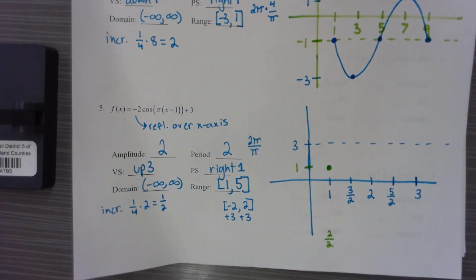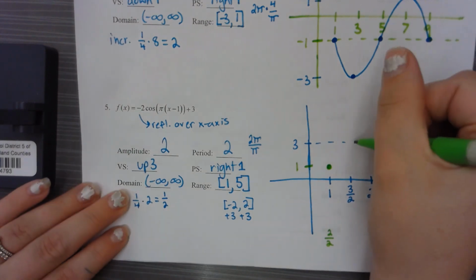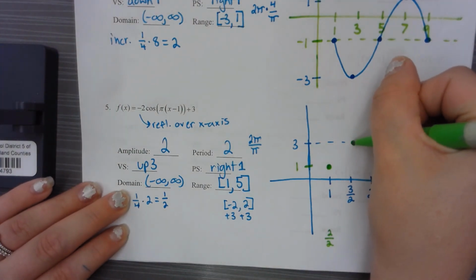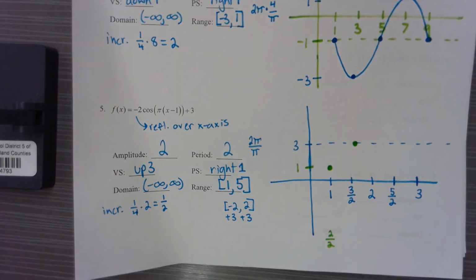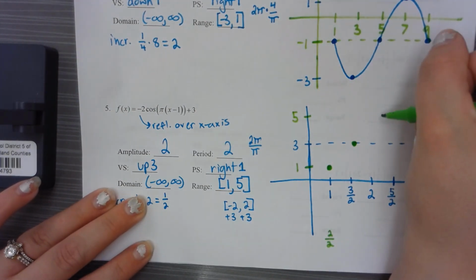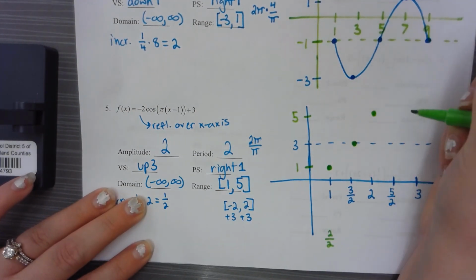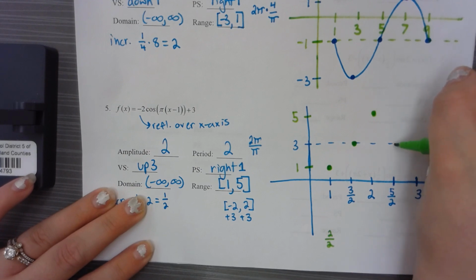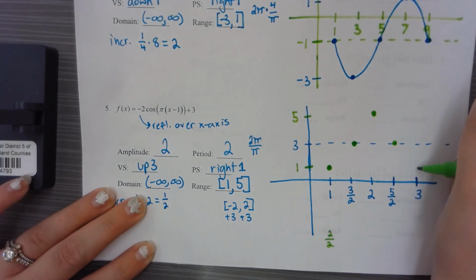Okay. Where would cosine go next? 0, but that's then up 3, so it would be at 3. Where would it go after that? It would go to 5. Do we see that? Right? So it would go to 5 next. And then it would go back down to 3 and back down to 1.